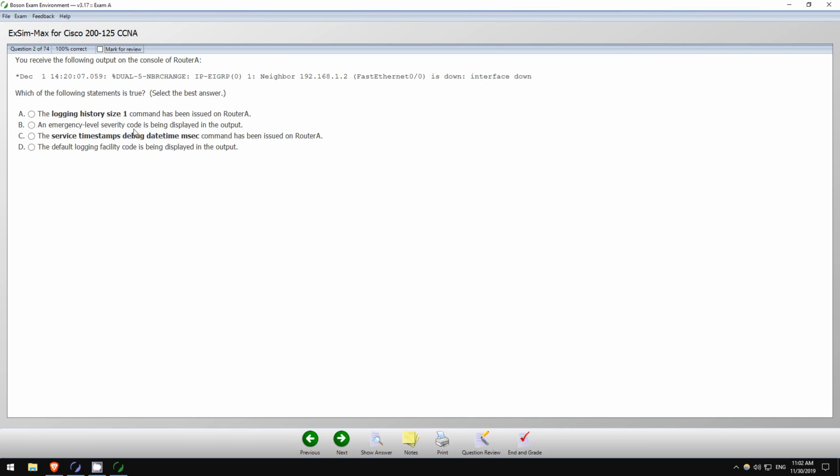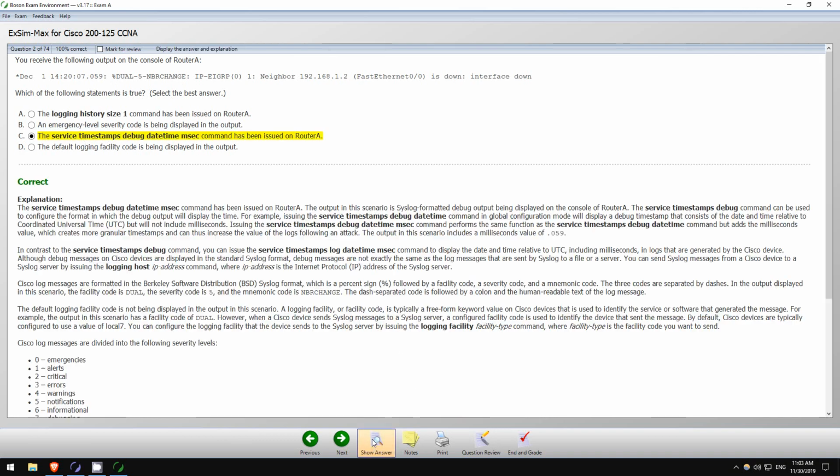Emergency level severity code. Emergency? No, this is 5. 5 is, what is that, notice? I believe, notice. Service timestamps debug datetime msec. Okay, this is probably our answer. And let's check the last one. The default logging facility code is being displayed in the output. Is this the default? I don't know, but I think C is the correct answer. Yes, it is.